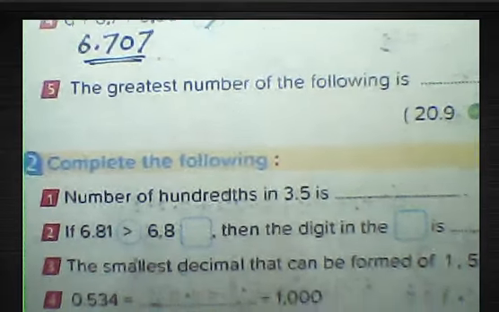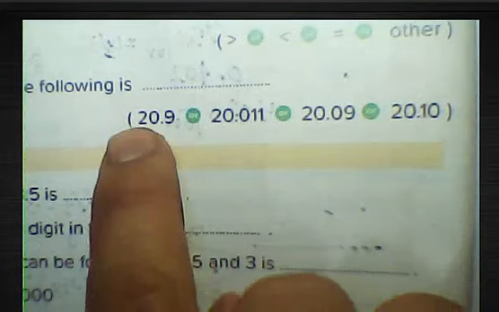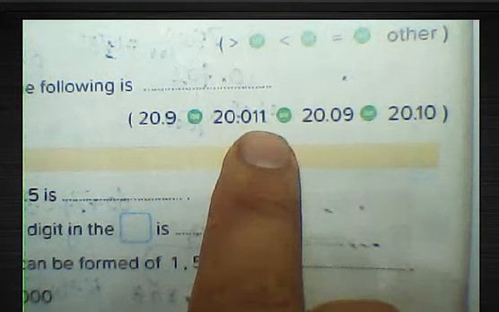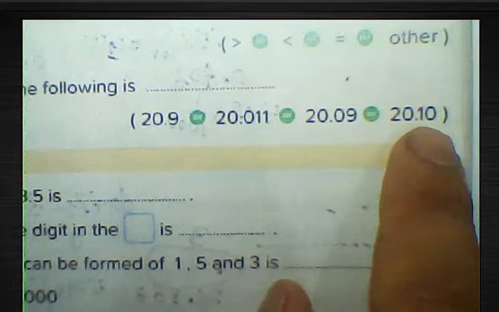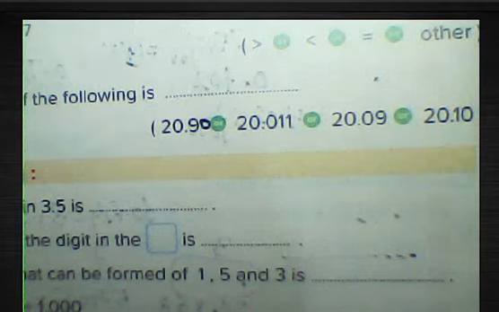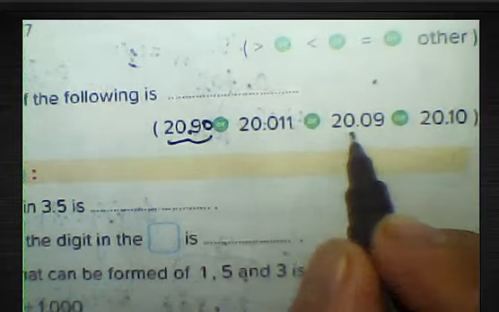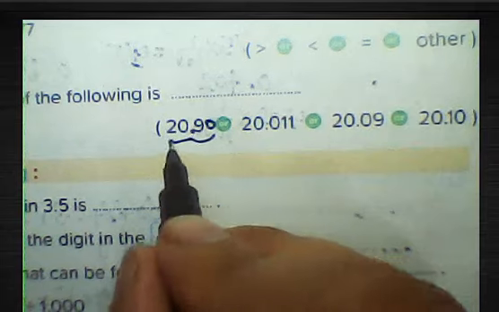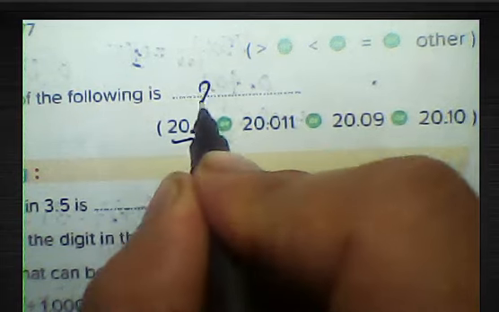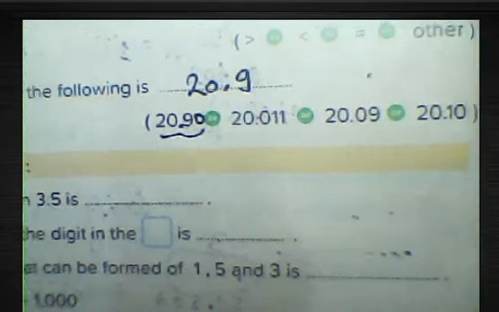Okay, the greatest number of the following, you want to find the greatest number here. 20.9, 20.011, 20.10. We can compare, put 0 here behind this number. Then 20.9 is the greatest number here. You must compare between all numbers here. 20.9, 20.0, 20.1, then 20.9 is greater than. So we must write 20.9 is the greatest number of all numbers here.